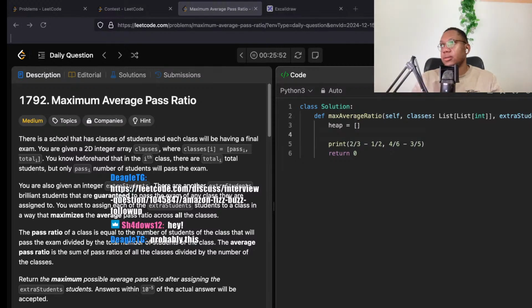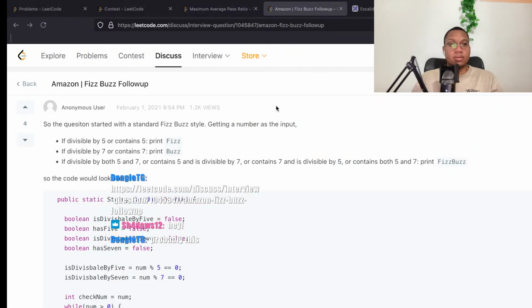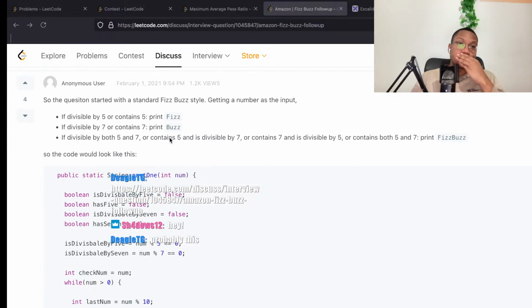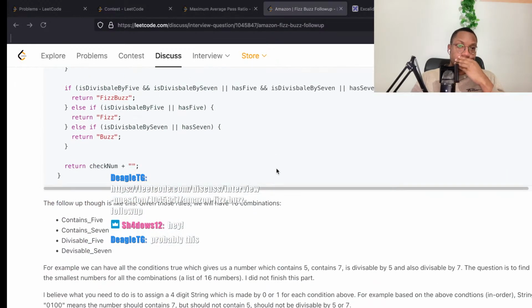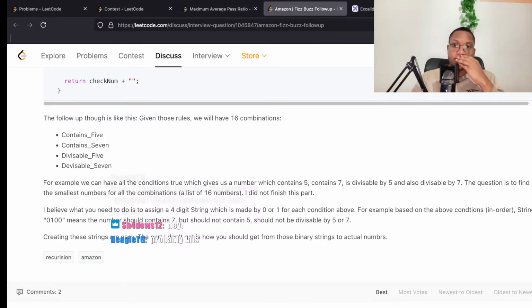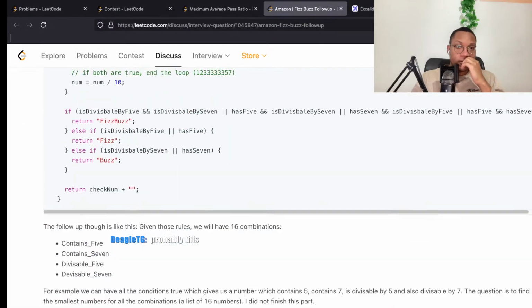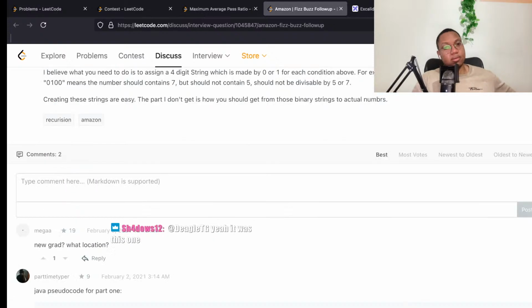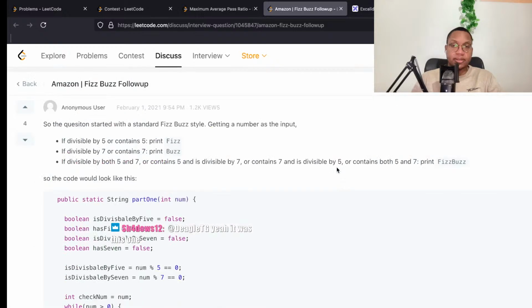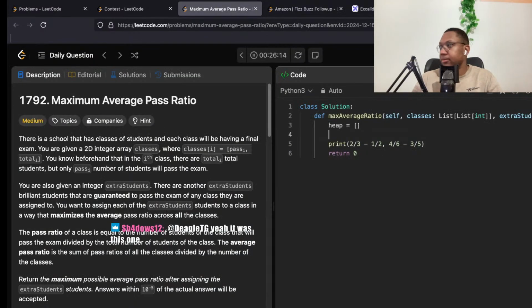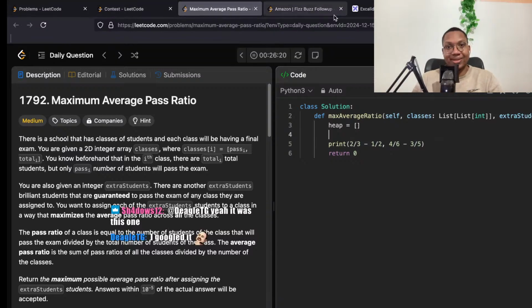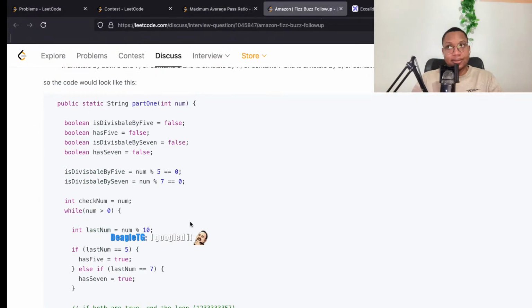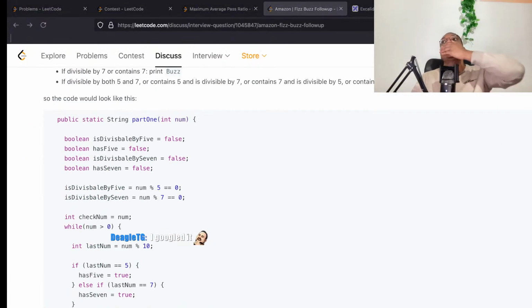Deagle TG. What? What are you talking about? How does Deagle have this? I don't know, man. I'm gonna code this thing out. Probably was. Yeah, Deagle. I googled it. Nice. Thanks, Deagle.